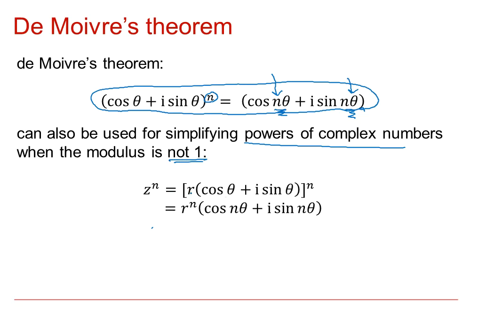So if z is r(cos theta plus i sine theta) and we raise it to the power n, then again we'll see the modulus and the argument change. So the modulus of z to the n is r to the n, as you would probably expect, and the argument of z to the n becomes n theta.